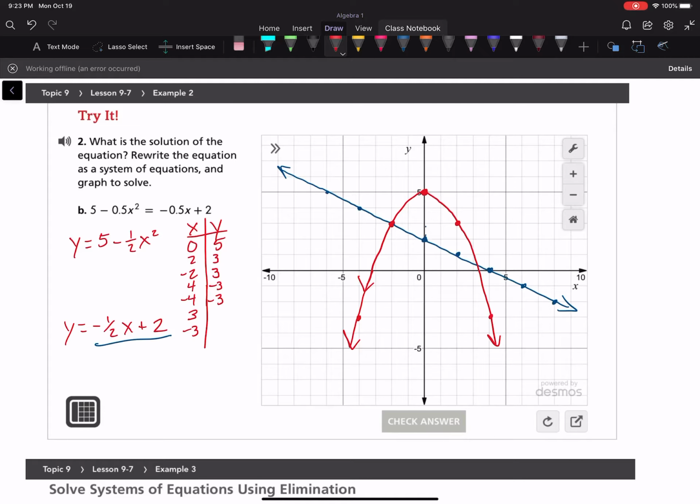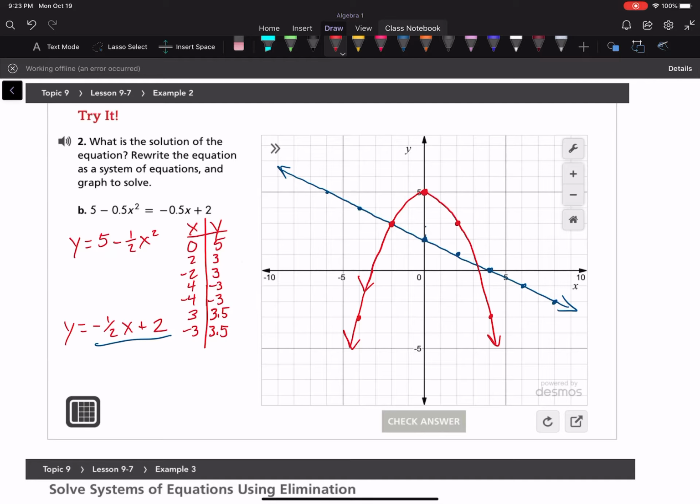So we got 5 minus 1/2 times 3 is 3.5. 3.5, so this one will also be 3.5. So if I go over 1, 2, 3 and up, is that right? Oops, I'm sorry, that's not right. I didn't square it.